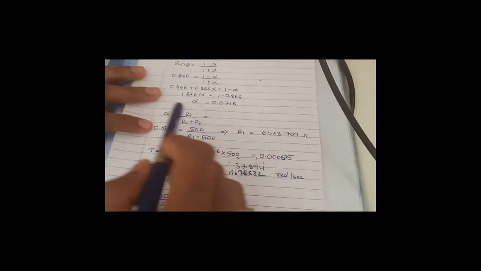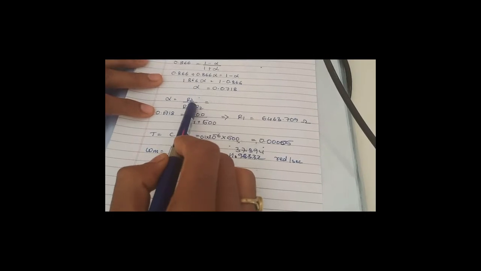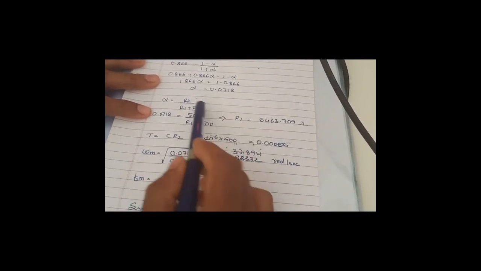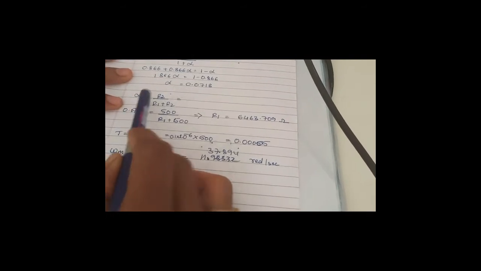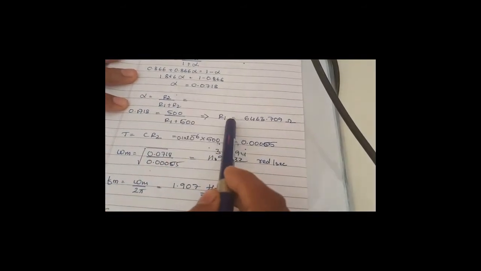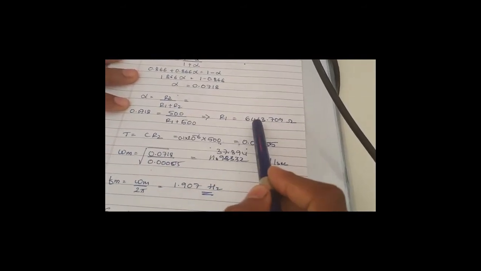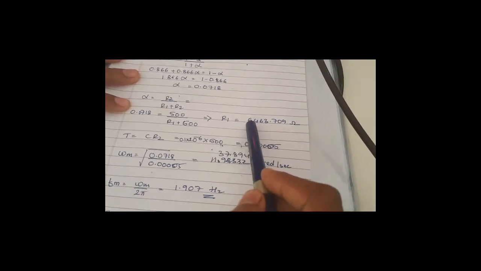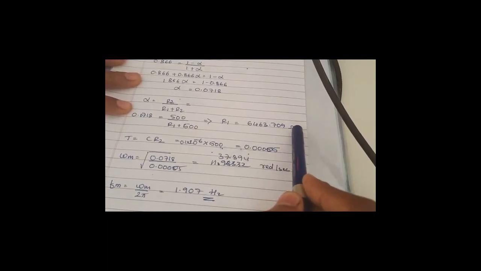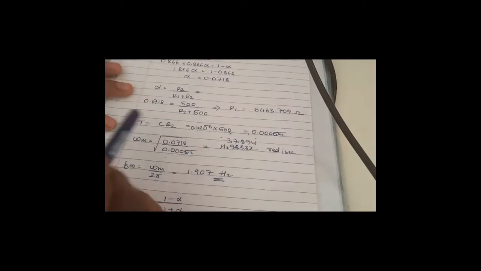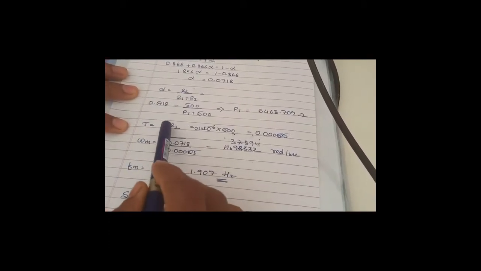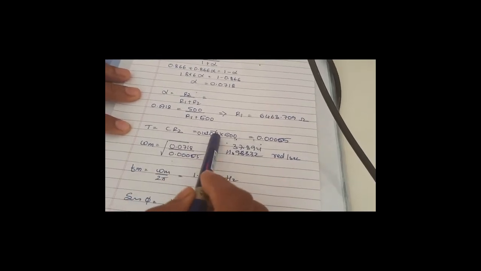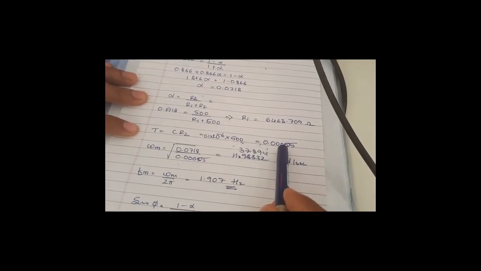Now by using the equation alpha equals R2 divided by (R1 plus R2), where R2 is already given and alpha we have determined, by substituting these values we get the R1 value, which in this case is 6463.709 ohms. Then T is equal to C into R2. By substituting the C and R2 values, we get the value of constant T.